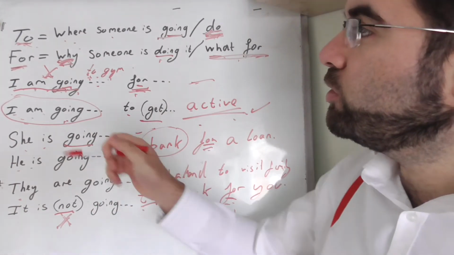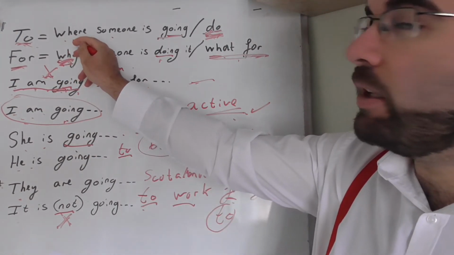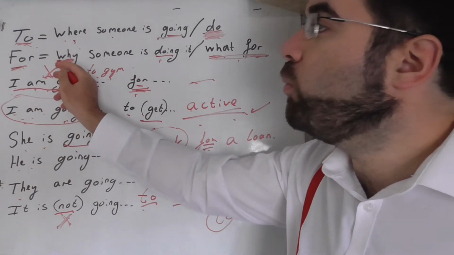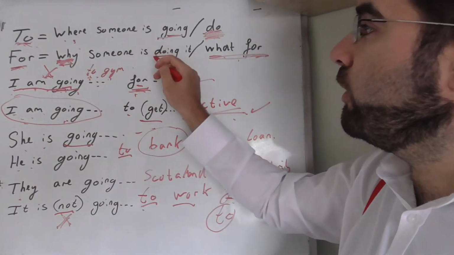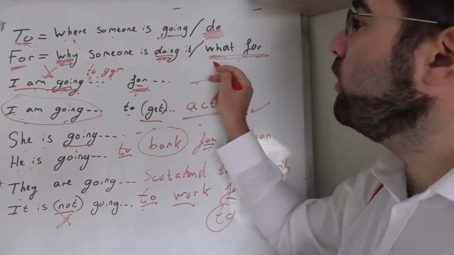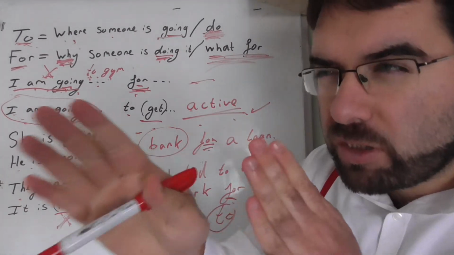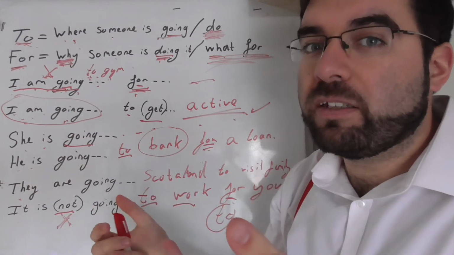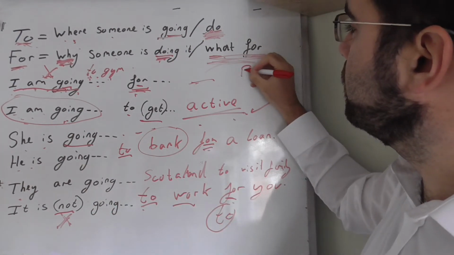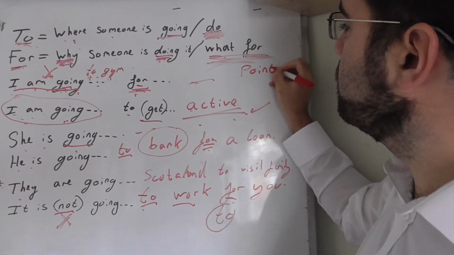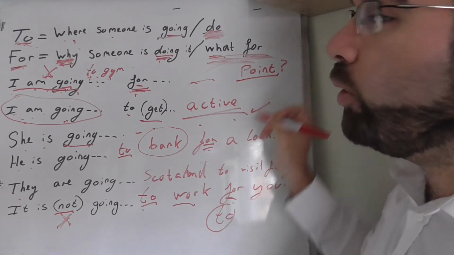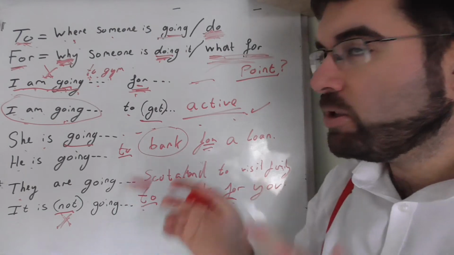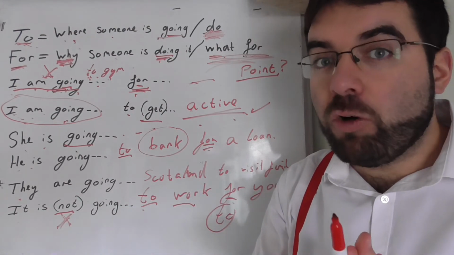Yeah. So to is where someone is going and what they're doing there. And for is why they are going, why they are doing it, and what for. What is the aim? What's the objective? What's the point? The point. Why?